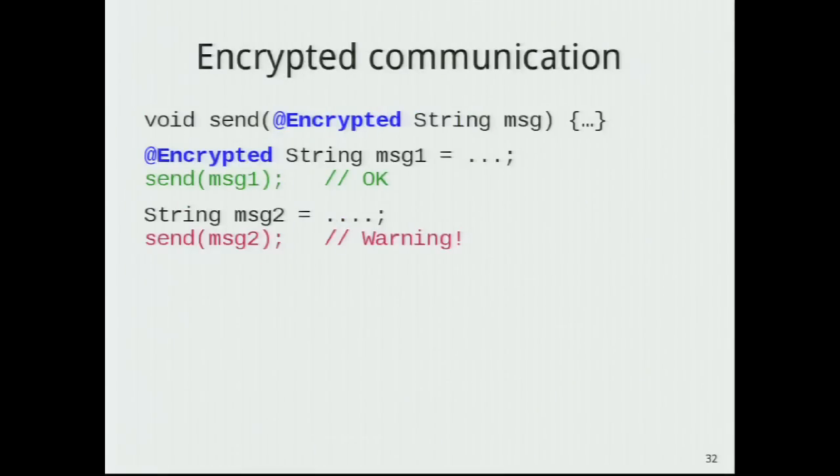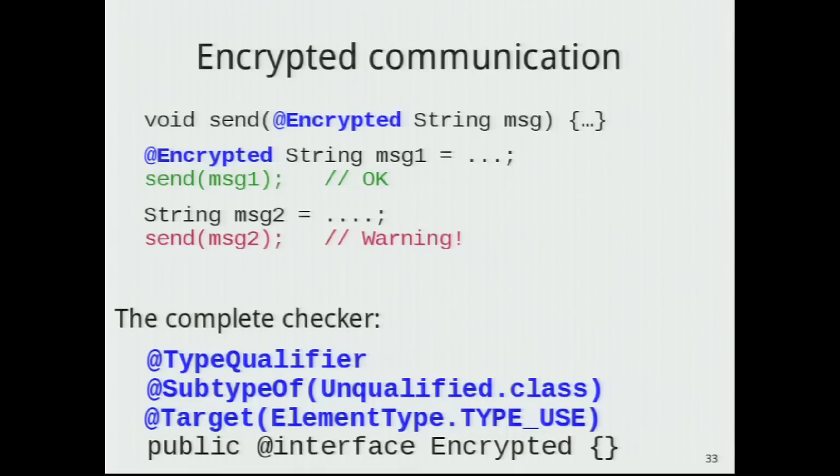So the code that we want to type check is the send operation that takes an encrypted string. If you pass an encrypted string, the compiler doesn't warn you about it. But if you pass an arbitrary string and you don't have a static guarantee that the string was encrypted, you get a warning. The complete type checker for this is just 4 lines of code. We declare the annotation type @Encrypted. We tell the checker framework that it's a type qualifier, and we tell it the subtype relation to the unqualified string. And then we also express to Java what the syntactic locations for the annotation are. So it's that simple to write your own type checker and just make the basic distinction between 2 different separate sets of types.